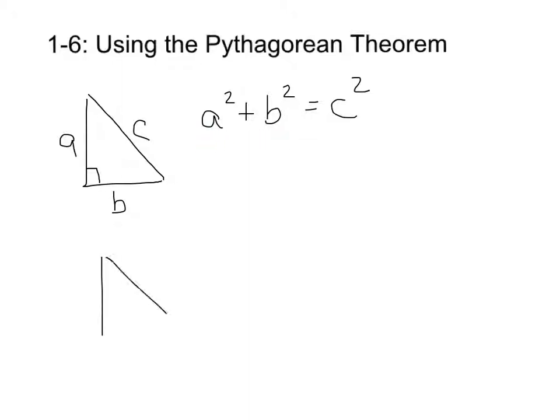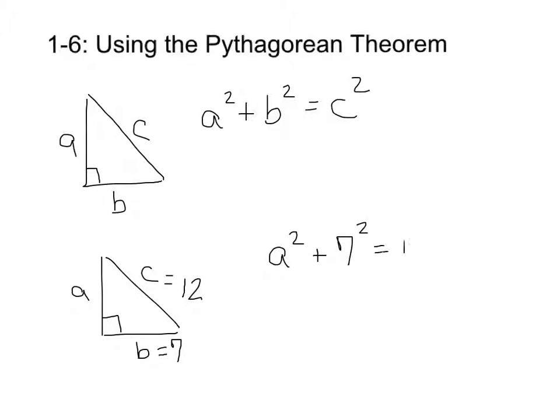So if I give you a particular example, let's say a and b and c. Well, let's suppose c equals 12 and b equals 7. If I fill in what I know, I do not know what a is, so I say a squared plus b squared, which is 7 squared, is going to equal 12 squared. If I go ahead and square what I have, a squared plus 49 will equal 144.